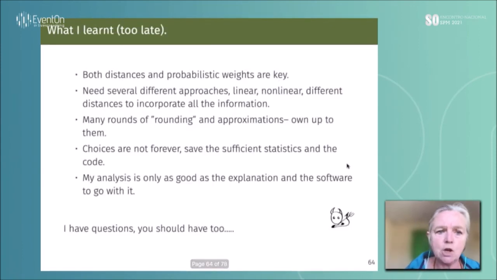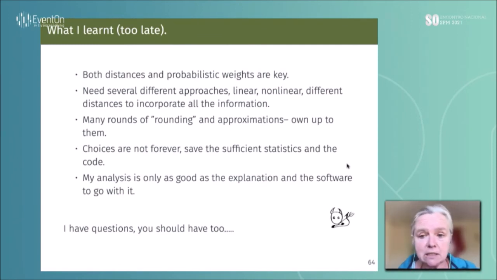So what I learned, as I said, is that distances and probabilistic weights are key, but you have to find ways of melding them. We need different approaches. That is, on one hand, linear approximations can be enough, but much of the data is nonlinear, so you do need manifolds. We don't only use one distance. We have at our disposal hundreds of different distances, which incorporate different types of information. And there are many ways of approximating the data or rounding it.